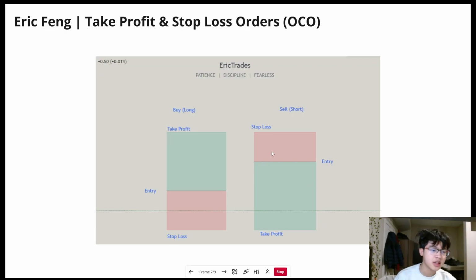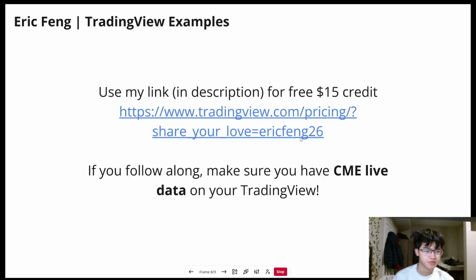And then second example, the short. Our entry would be at this line, stop loss up here, because if it's moving up, we lose money, and if we move down, we make money. So if we hit take profit down here, we make money. If we hit stop loss, we lose money. So now we're going to hop onto TradingView.